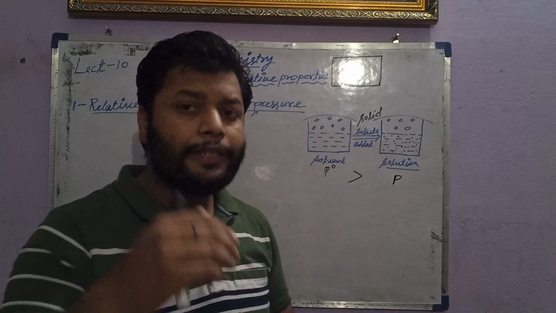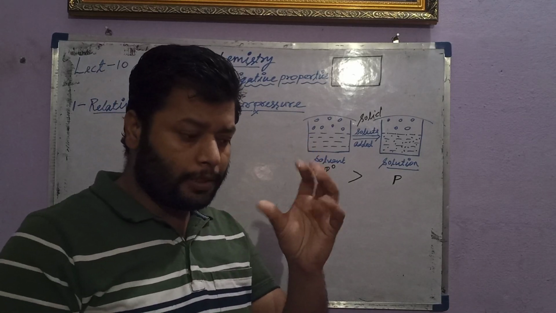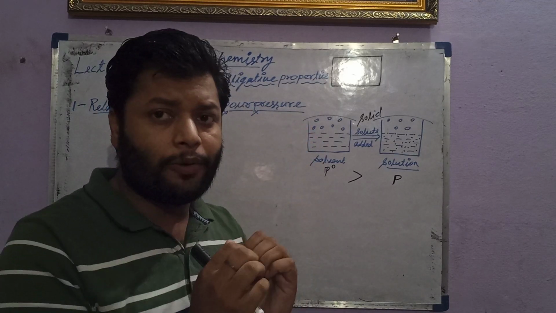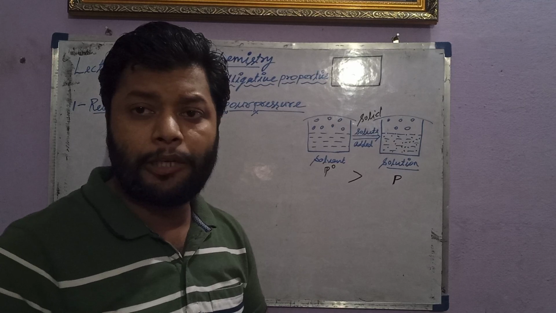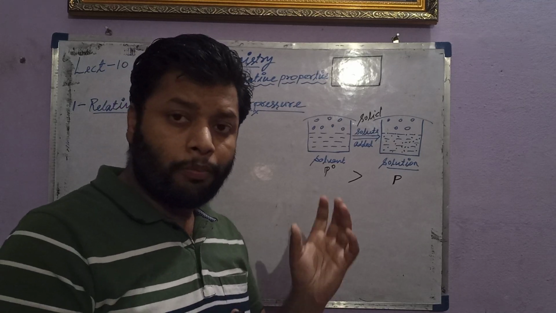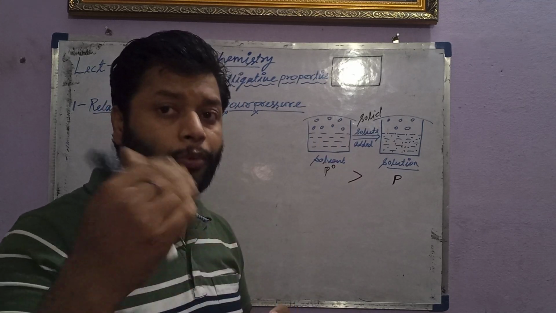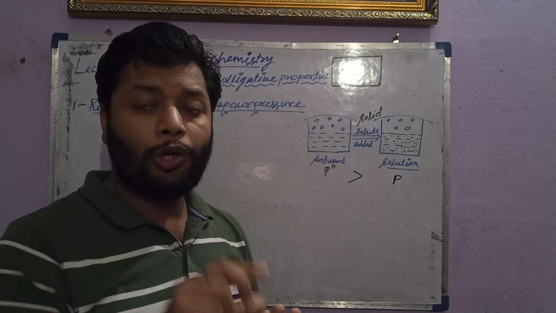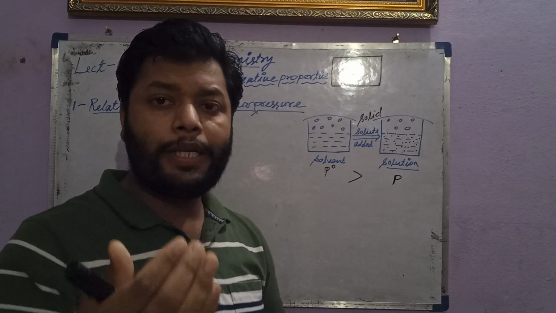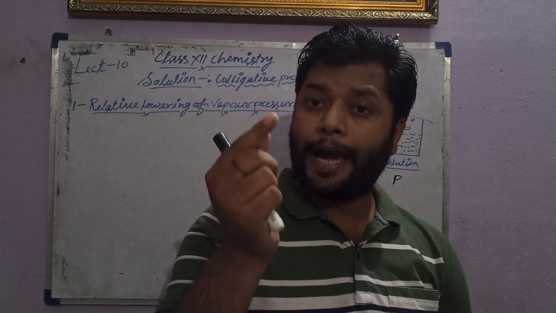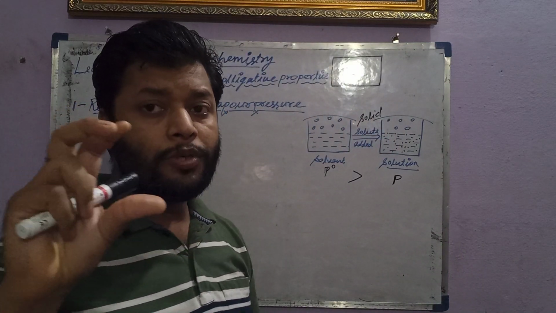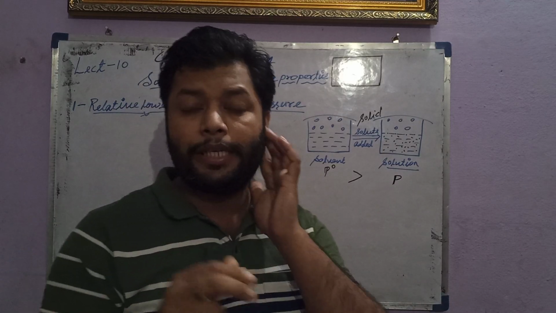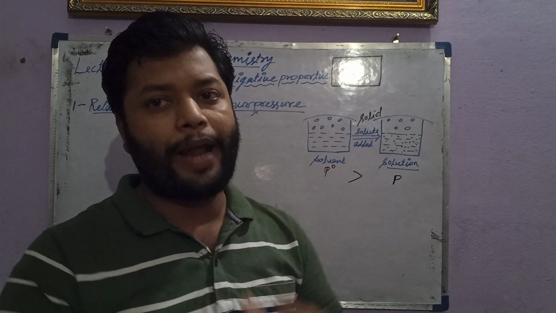So you can say that the amount by which the vapor pressure decreases is because of the solid solute added. The more solid solute added, the more the vapor pressure decreases. So lowering of vapor pressure must be directly proportional to the amount of solid solute added, and the amount of solid solute in the solution is actually called mole fraction.